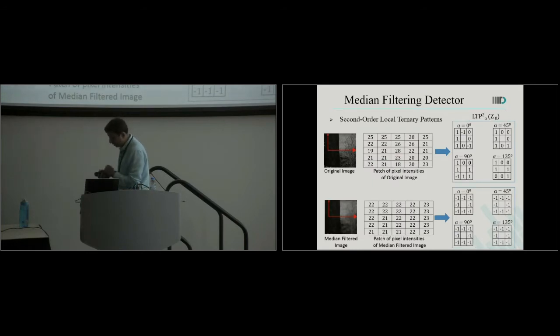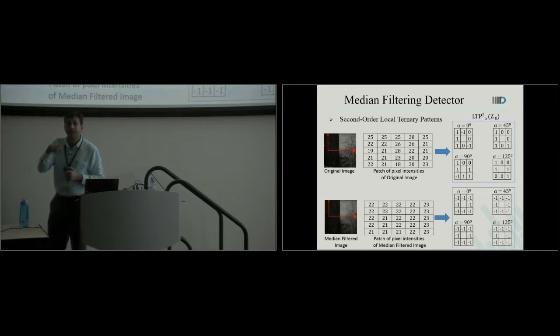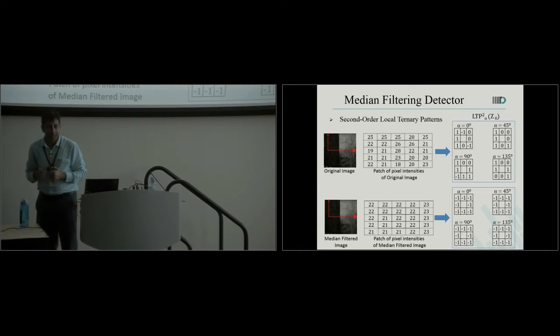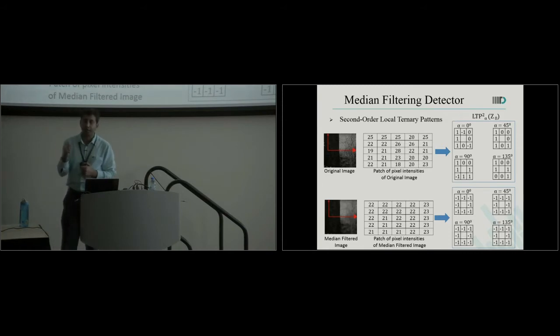Okay, let's take a look at the original and the median filtered image. We have a patch size of 5x5, which is emphasized over here. If we take the second order LTP features in the 4 different directions, again 0, 45, 90, and 135, we see that for the original one, we see all the 3 values, -1, 0, 1. But for the median filtered, you would see that there is a strong pattern of -1, -1, -1. There are no such deviations from -1.